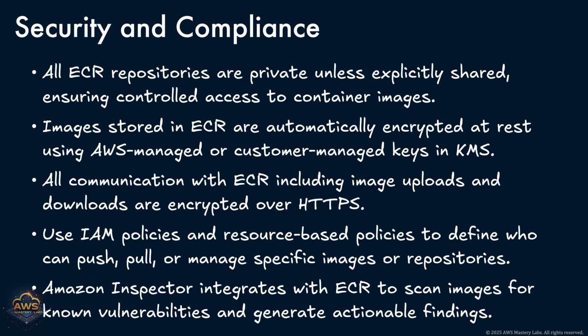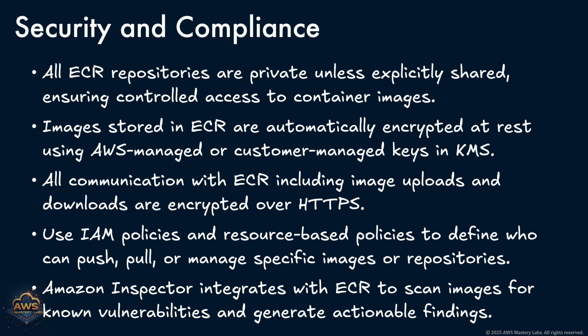When it comes to protecting your image data, ECR encrypts all images at rest. You can use AWS managed keys or opt for customer managed keys via KMS for more granular control and auditability. In addition, all communication to and from ECR is encrypted in transit using HTTPS, safeguarding your data against interception during image transfers. To further strengthen governance, ECR supports tag immutability. By enforcing immutability, you prevent accidental or unauthorized overwrites of image tags, ensuring version integrity and simplifying rollback procedures.